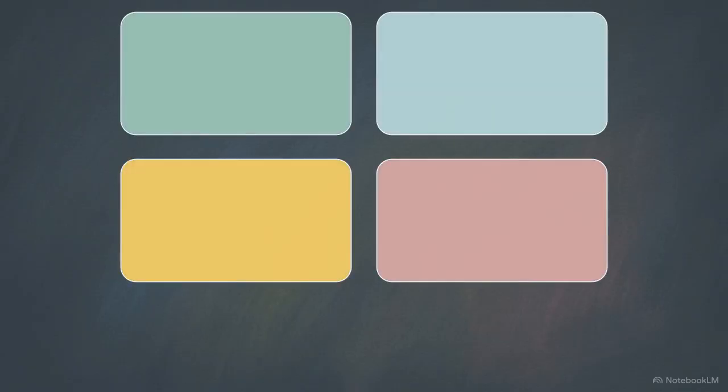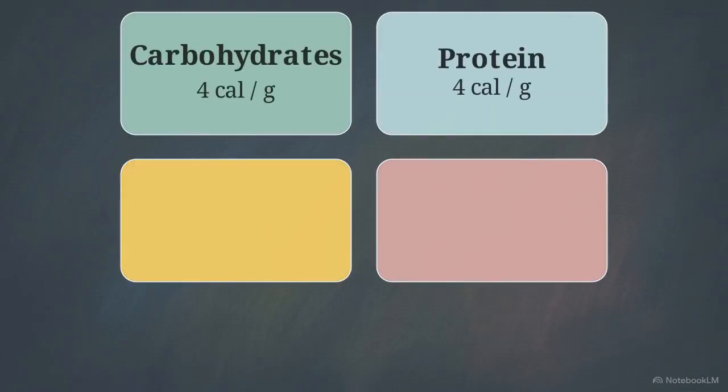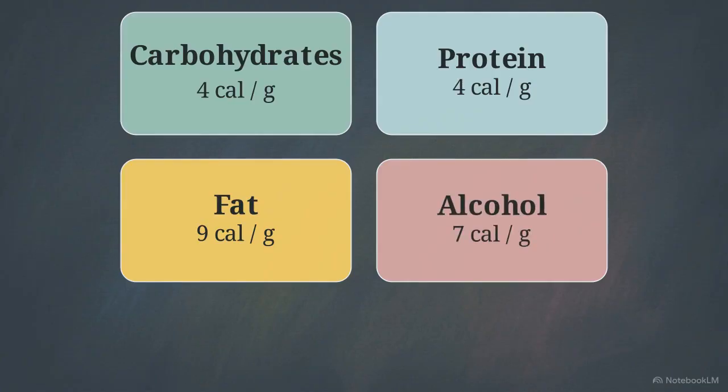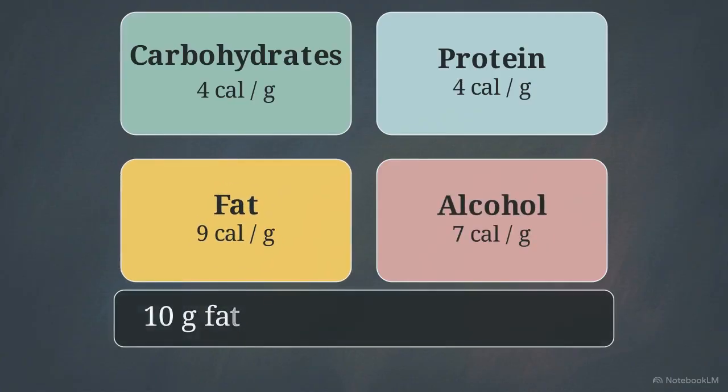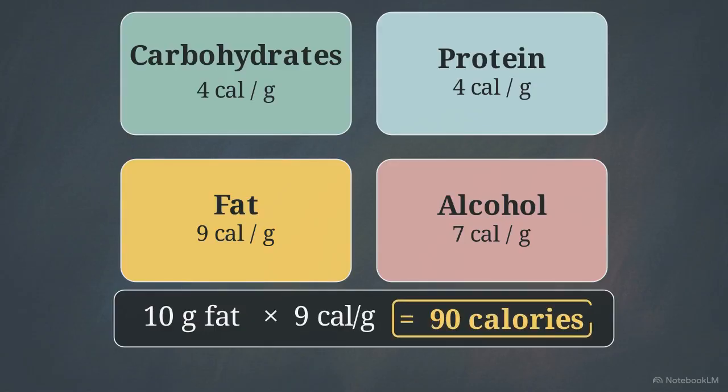Moving from bodily metrics to external inputs, this grid breaks down macronutrient math. Carbohydrates and proteins both provide 4 calories per gram, fat provides 9, and alcohol provides 7. Examiners test this arithmetic by asking you to multiply a value like 10 grams of fat by its 9-calorie factor to find the 90 total calories.